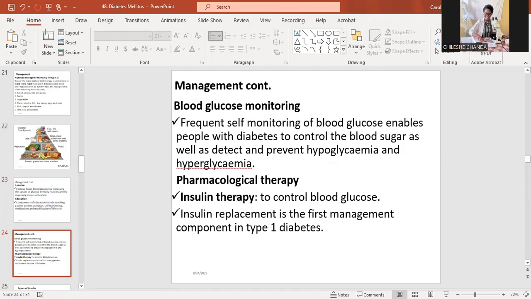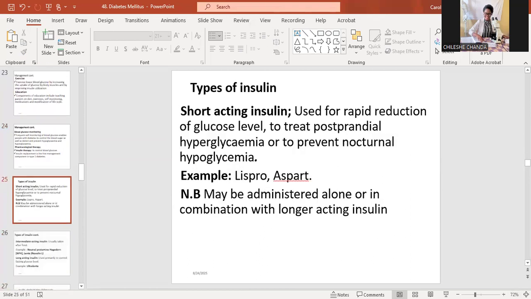Pharmacologic therapy includes insulin therapy, which is used in order to control the glucose levels. Now, insulin replacement is the first management when it comes to type 1 diabetes, because in that patient, they don't have any insulin. So no matter what you do, their blood sugar levels will not drop.